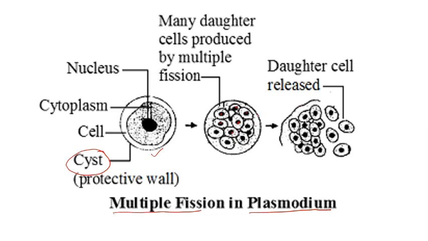Once the cyst wall breaks up like this, it releases all daughter amoebae outside. Or in the case of plasmodium, if you have the cyst formation, after the breaking of the cyst under favorable condition, it would release all those daughter cells to the external environment for further growth and development. So this is what is called binary fission and multiple fission.